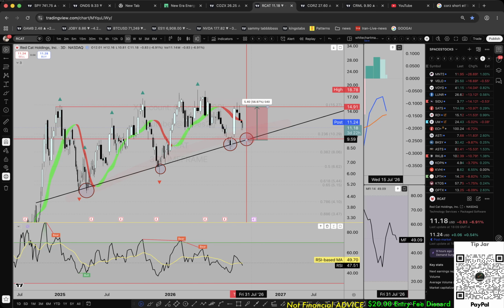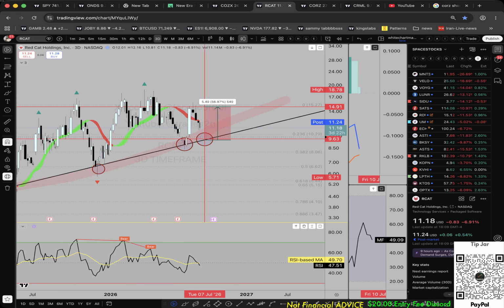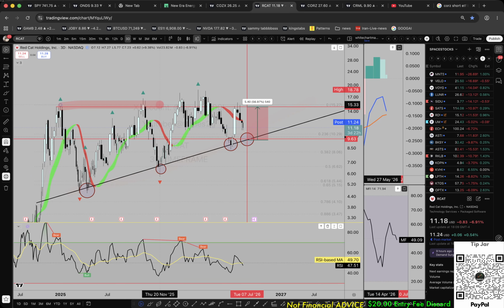$9, $9.50-ish, $9.60-ish, and always respecting this line and always rejecting this line. This is a blessing in disguise if you like to swing trade.